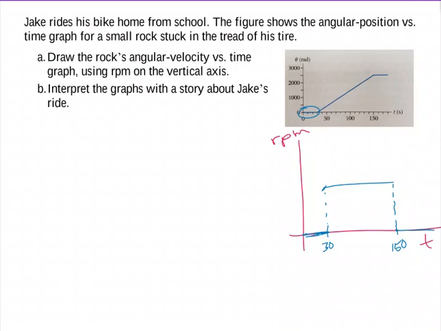It could be Jake got to his house and now the bike has stopped moving, or it could be the rock got kicked off the wheel somehow. It just ejected off of the tread and it has stopped moving, right? Something happened where the rock is no longer moving. All right. Now, I labeled my time axis.